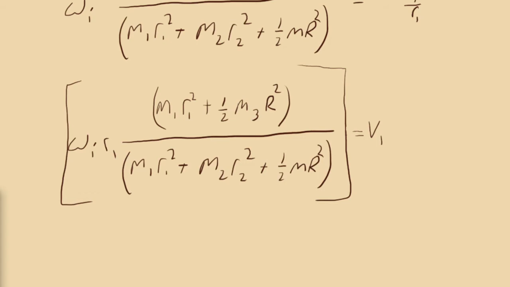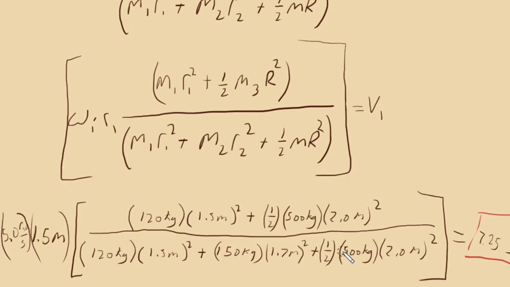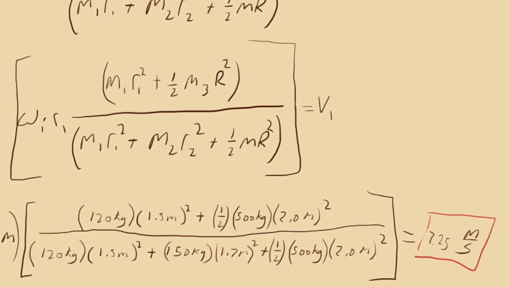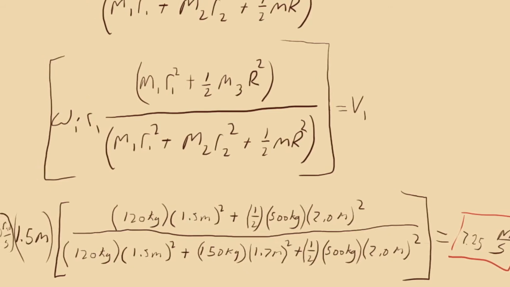Which now gives us the tangential velocity of person 1 in terms of all constants. We're given all of these. We know the mass of person 1, the mass of the merry-go-round, person 2, and the radius of all of them. So we can plug in all of our values, and we end up with this mess, which comes out to be 7.25 meters per second. So once again, this answer is telling us how fast this person is going tangential to our rotation.